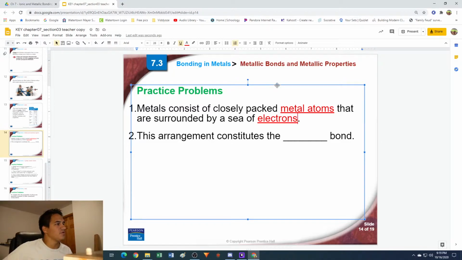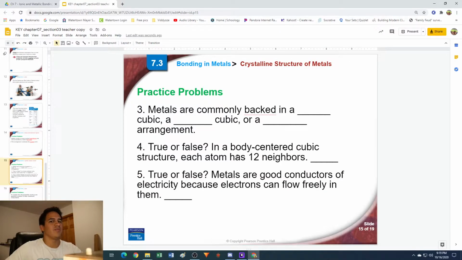All right, number 2, this arrangement constitutes the blank bond. So this is what we call the metallic bond. It's an attraction between metal atoms. Again, it's not as strong as an ionic bond, but it is still a bond that keeps them attracted to one another.